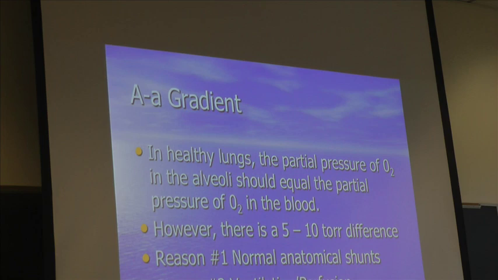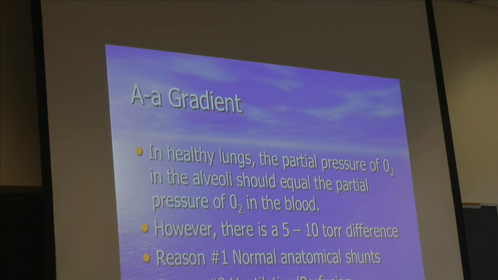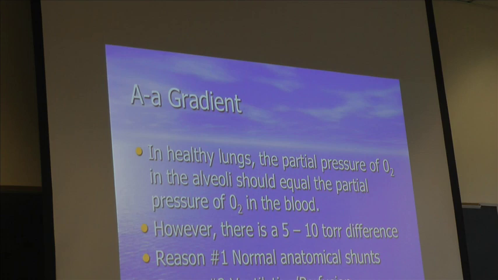The capital A, do you remember what capital A is for? Alveolar. And little a, arterial. So the oxygen gradient from the alveolus into the arterial blood is the AA gradient. In healthy lungs, the partial pressure of oxygen in the alveoli should equal the partial pressure of oxygen in the blood. They should be equal if everything's healthy. However, there is a 5 to 10 torr difference. Do you know what the units torr are equivalent to? Yes, millimeters of mercury. Torr and millimeters of mercury mean the same thing.